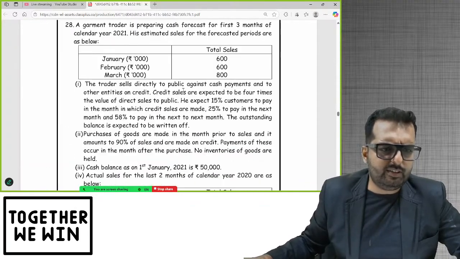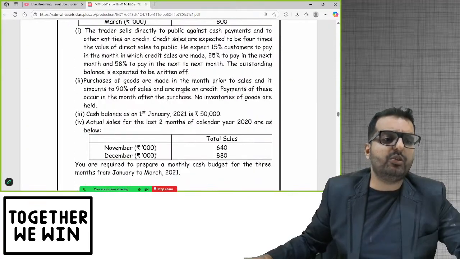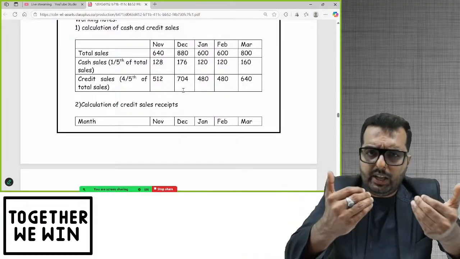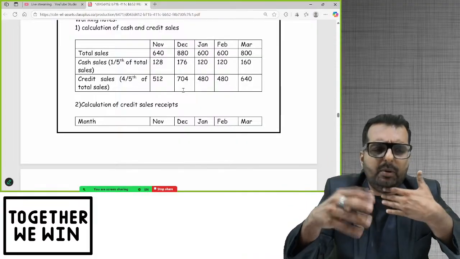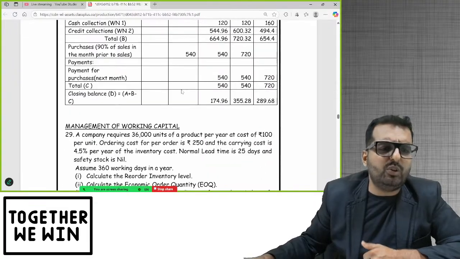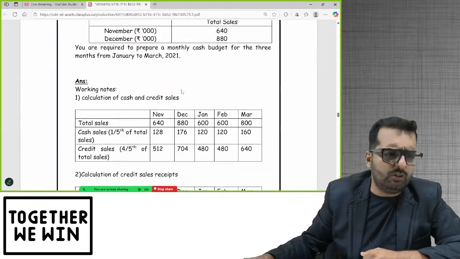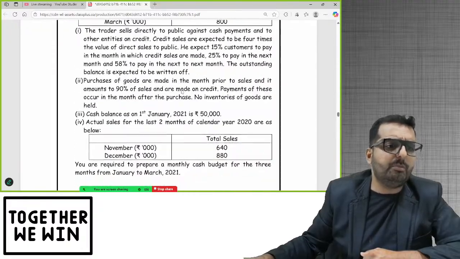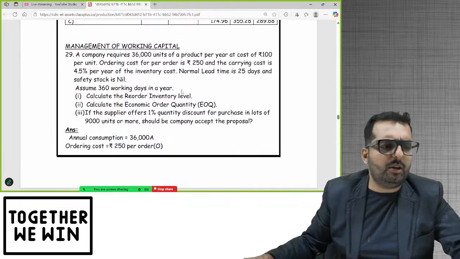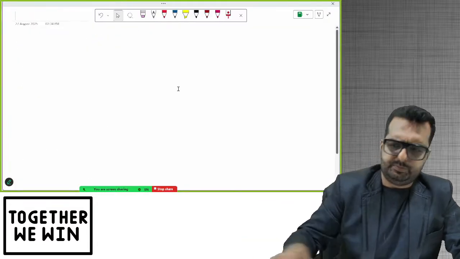26 done, 27 done. 28 is a question on a cash budget. So in the cash budget, you will have the opening, receivable, payable and closing. But this might take too much of time. I think you can do this yourself. Can you mark this question as homework, friends? It's a good question. Question number 28, cash budget. It's a very good question. Let's do question number 29 now.